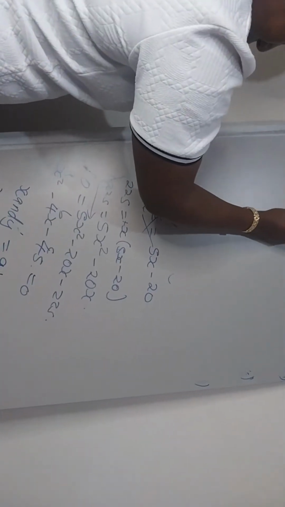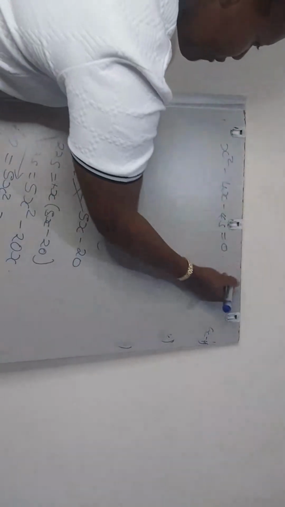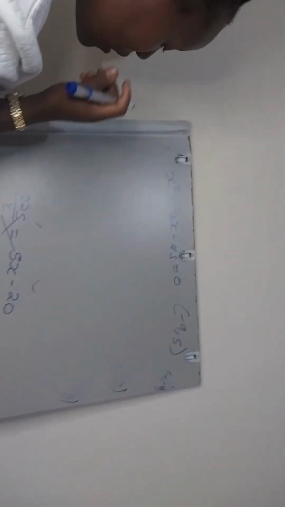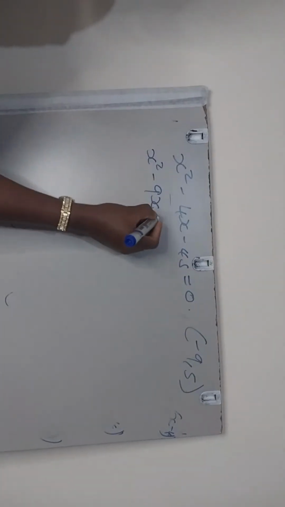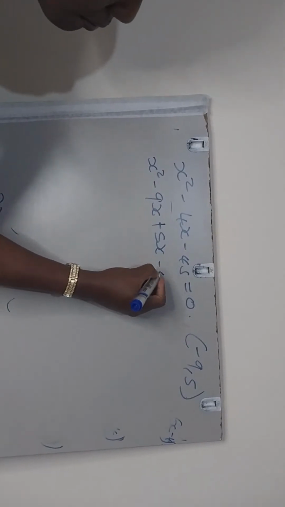So our question was x squared minus 4x minus 45 is equal to 0. And we have gotten our two numbers, minus 9 and 5. We are going to replace them on part B. Instead of writing minus 4x, we will write minus 9x plus 5x. x squared minus 9x plus 5x minus 45 is equal to 0.